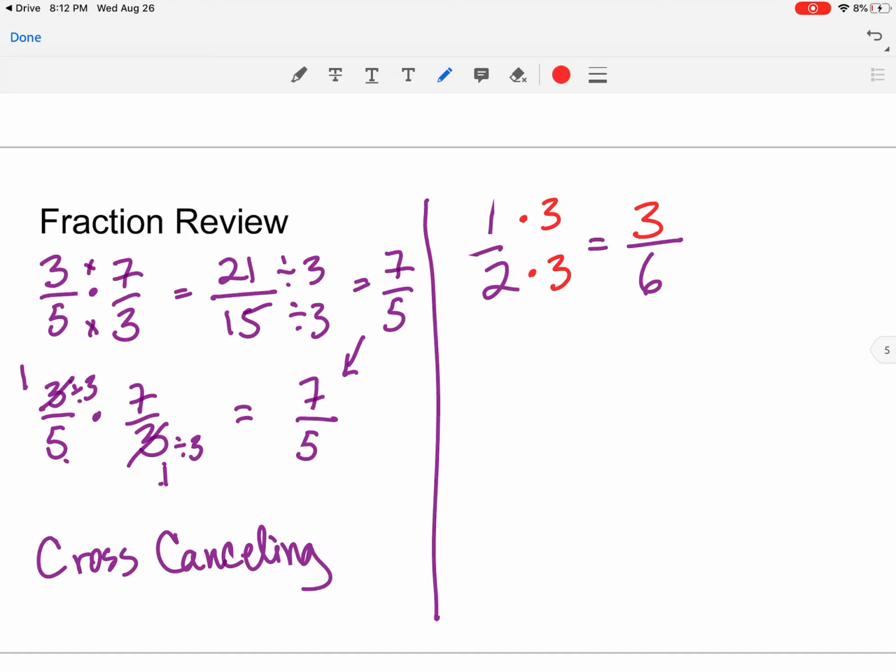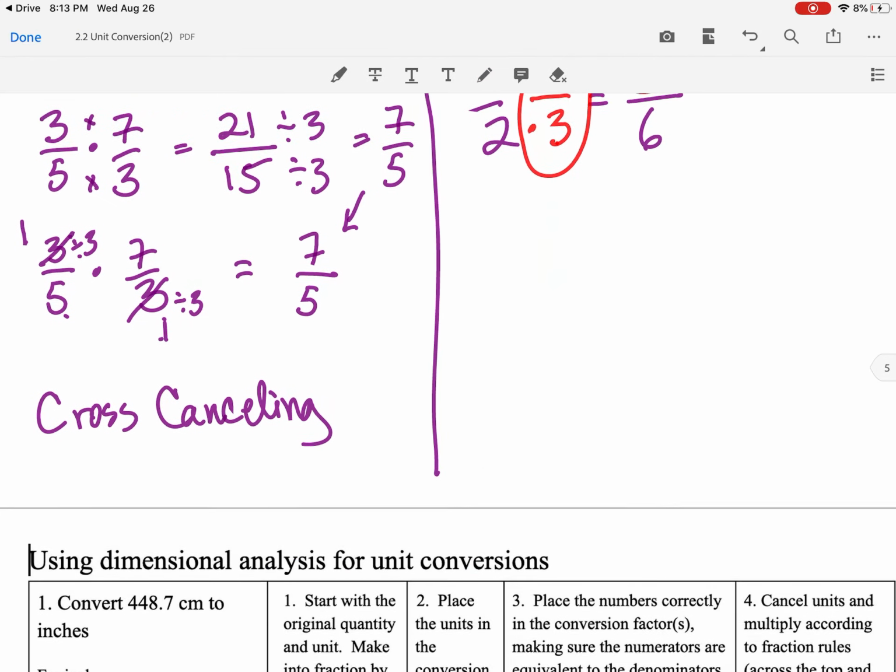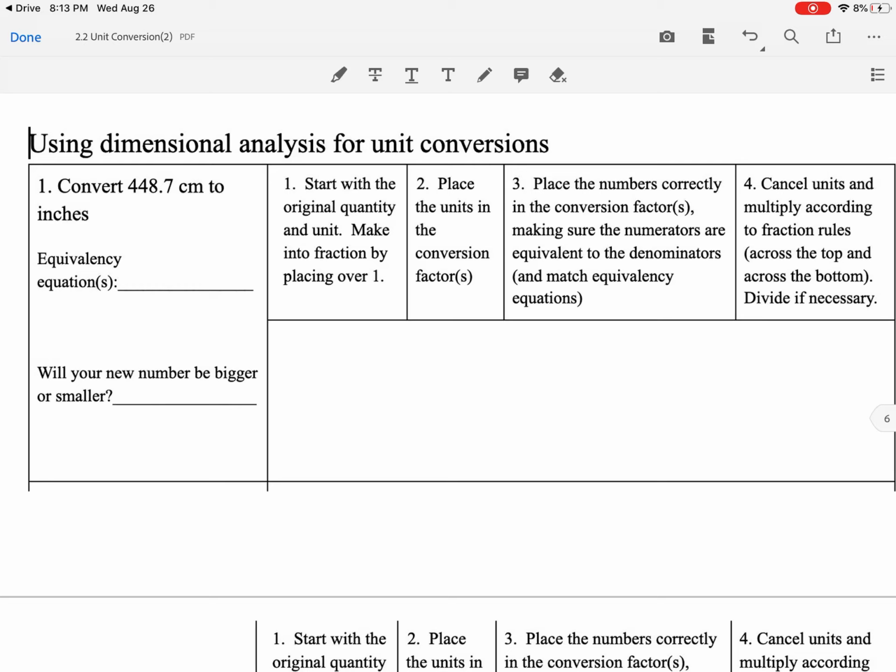We know that 1/2 is equal to 3/6. I have not changed the quantity. And the reason I have not is because I've done the same thing to the numerator and the denominator of the fraction. Essentially what I've done is I've multiplied 1/2 by 3/3. And 3/3, as you might remember, is equal to the magical number 1. Woo! Anytime you multiply a number by 1, you have not changed its value. So let's remember that as we move on to our dimensional analysis technique for unit conversions.